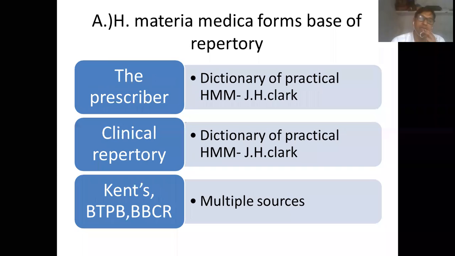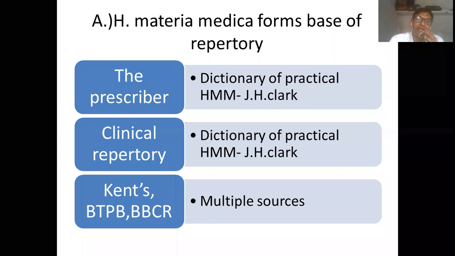A few more examples we will see. There are 2 repertories: The Prescriber by J.H. Clark and Clinical Repertory by J.H. Clark. Now, both these repertories are based upon Dictionary of Practical Homeopathic Materia Medica by J.H. Clark. In these 2 repertories, the 3 volumes of Clark's Dictionary of Practical Homeopathic Materia Medica have been condensed into smaller repertories, which are very useful to homeopathic practitioners.